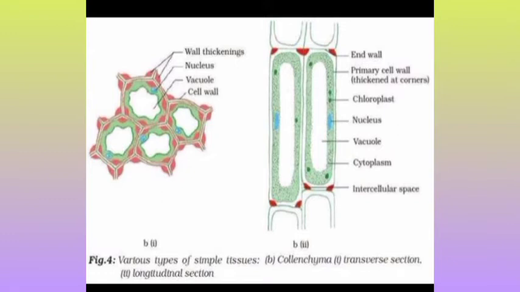It is present in the leaf stalks below the epidermis. The cells of this tissue are living, elongated, and irregular, thickened at the corners. There are very few intercellular spaces present in comparison to the parenchymatous tissue.